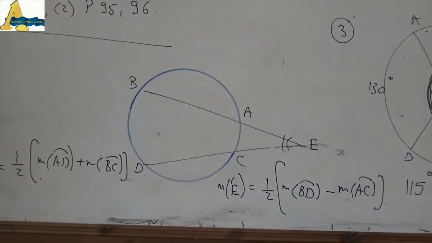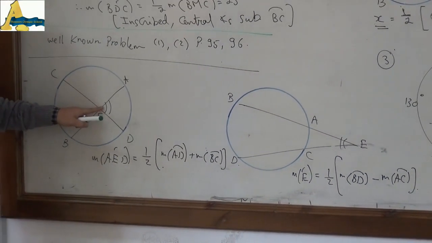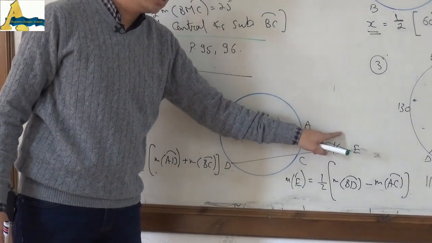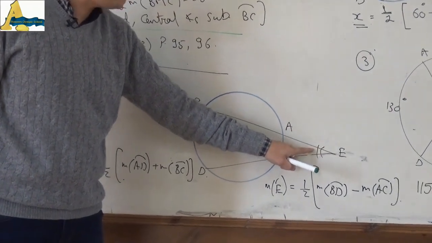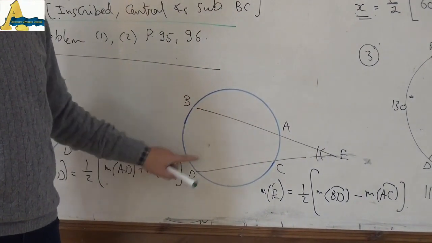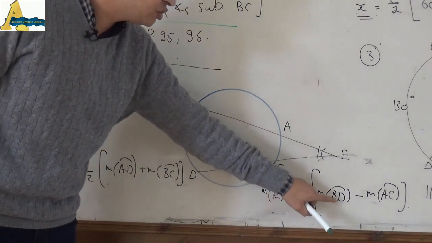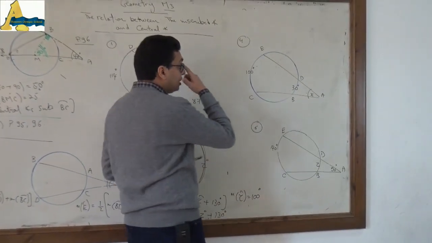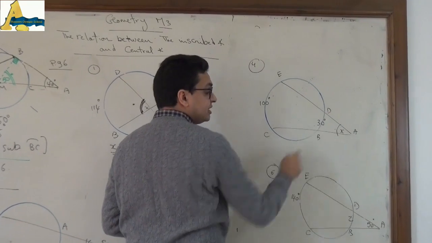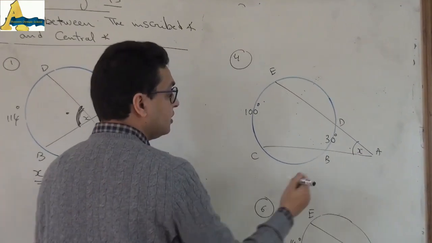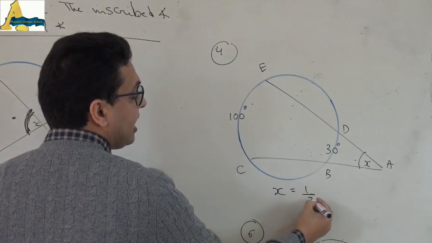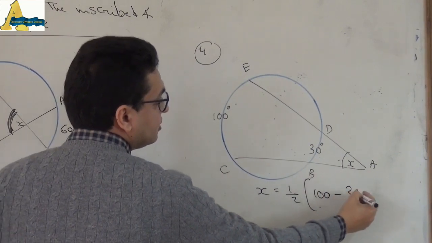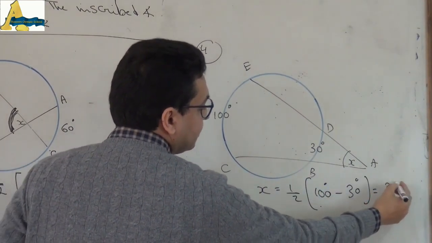If the two chords intersect inside the circle, the resulting angle equals half the sum of the two opposite arcs. But if the two chords intersect outside the circle, the resulting angle equals half the measure of the major arc minus the minor arc: half the measure of BD minus the measure of arc AC. For example, if these two lines intersect outside the circle at A, how do we find the measure of angle A? The measure of angle A equals half the measure of arc EC minus the measure of arc BD, which equals 35 degrees.